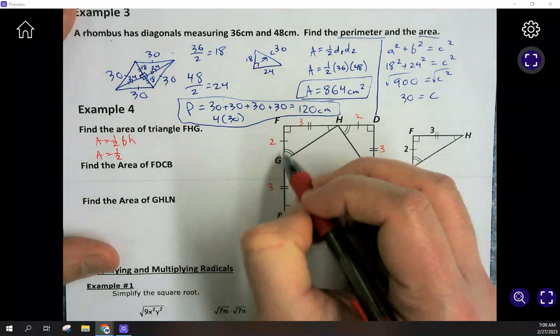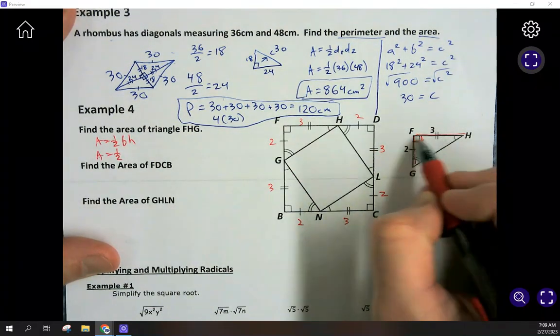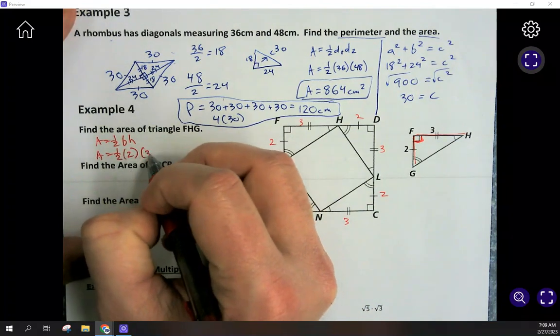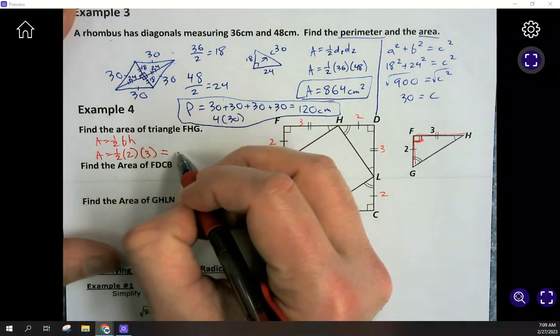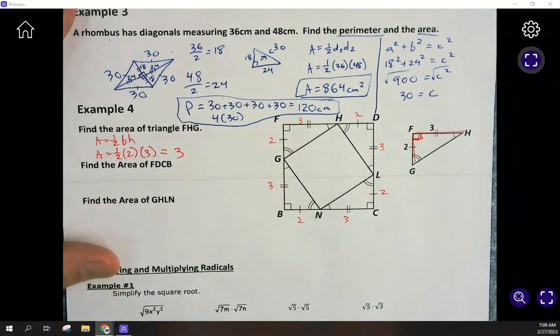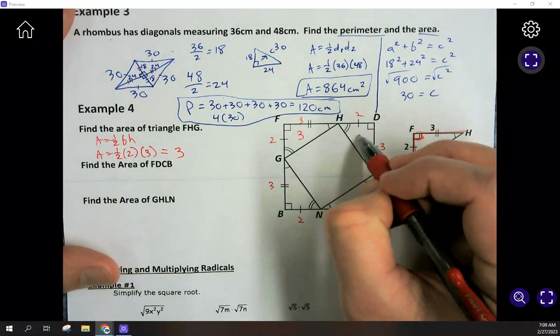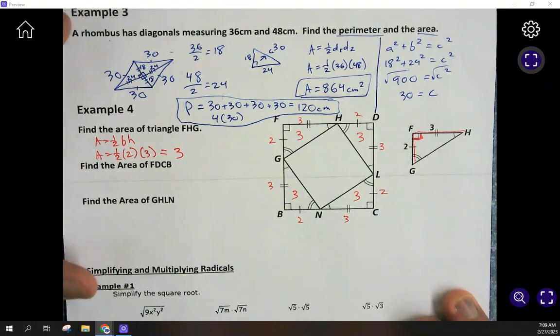Area of a triangle, 1/2 base times height. So 1/2, we're just looking at this little triangle. Look for your 90. The 2 sides that hit at 90 are your base and your height. So times 2 times 3, doesn't matter which one you call the base or the height. That's 6, take half, and it's 3. Okay, so the area of one of these is 3, which means the area of all of these is 3.